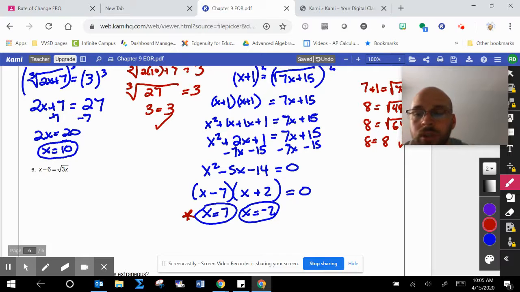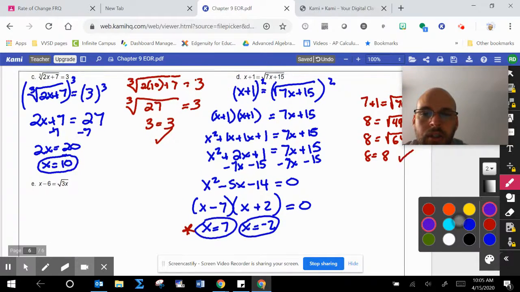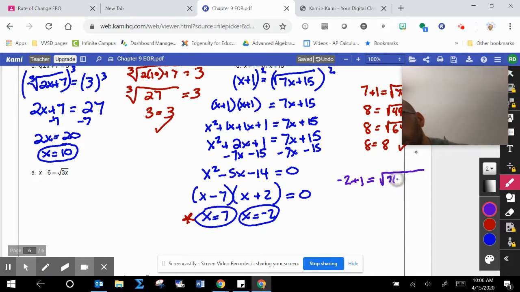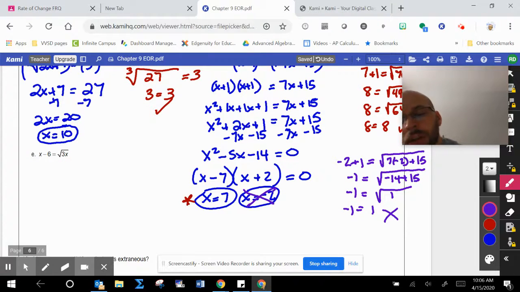But there are times we can have two solutions. So let's check the other one. All right. So if I plug in negative 2 into this one, negative 2 plus 1 equals the square root of 7 times a negative 2 plus 15. So negative 2 plus 1 is a negative 1. I get a negative 14 plus 15 inside the radical. So negative 1 equals the square root of 1. And the square root of 1 is just 1. That is not true. Therefore, that is, in fact, extraneous. The only good solution to my problem is just x equals 7.